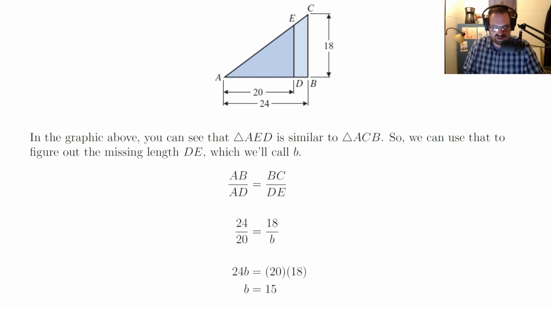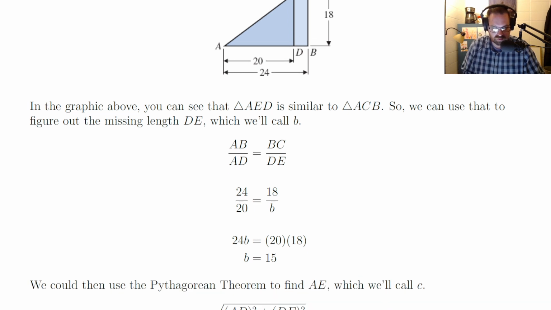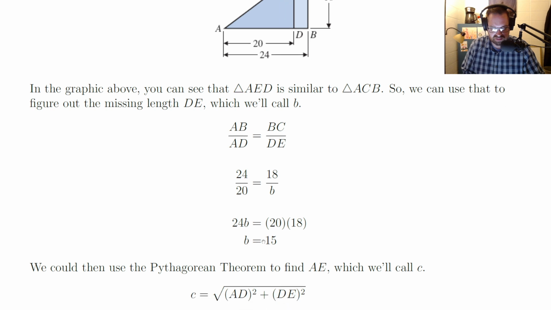So I've got 24 over 20, the long to the short, is equal to the long, 18, to the short, which is B. When you have this, you can do 24 times B, and then 20 times 18, and you're going to find that B is equal to 15. Once you do the multiplication, 20 times 18, you take that number and divide it by 24 to get rid of it on the left. Then I'll have my value for B, which in this case is 15.